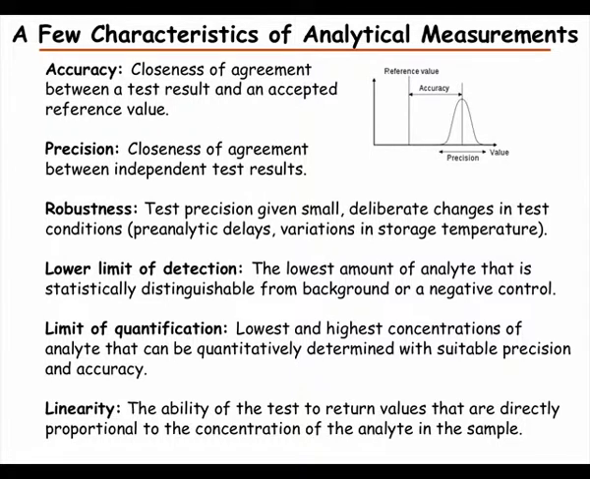So the first thing is the accuracy of the measurements and the precision. And this is an important thing to remember. There's a difference between accuracy and precision. Precision is how close you can reproduce your measurements, while accuracy is how close your measurement is to the real value.